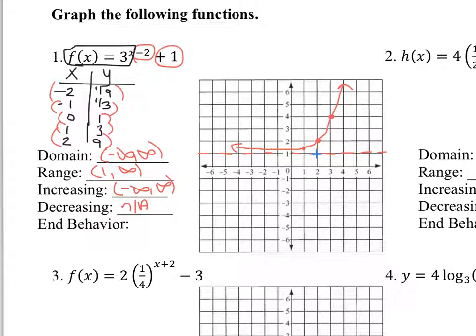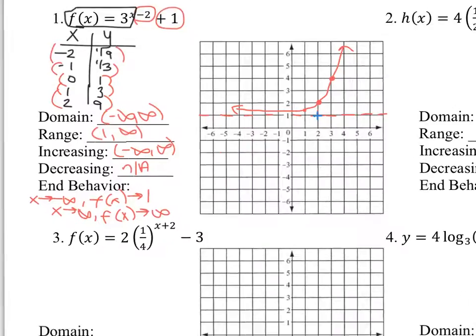So now I have to determine end behavior. When x is going to -infinity, y is approaching 1. Because as x is going to -infinity, your y values are never getting past 1. So it's only approaching 1. As x is going to +infinity, y is also going to +infinity. As x is getting bigger, my y values keep going up and up and up. So that's my end behavior.